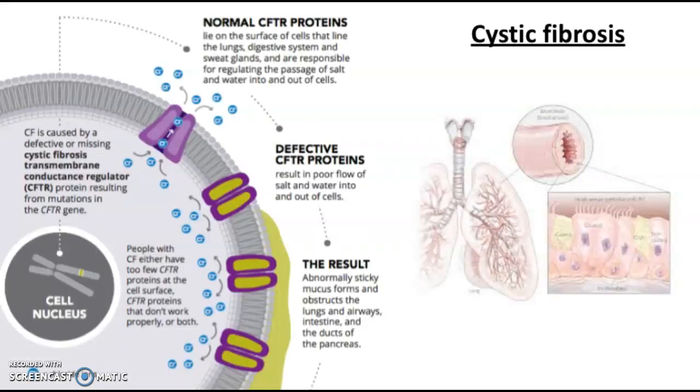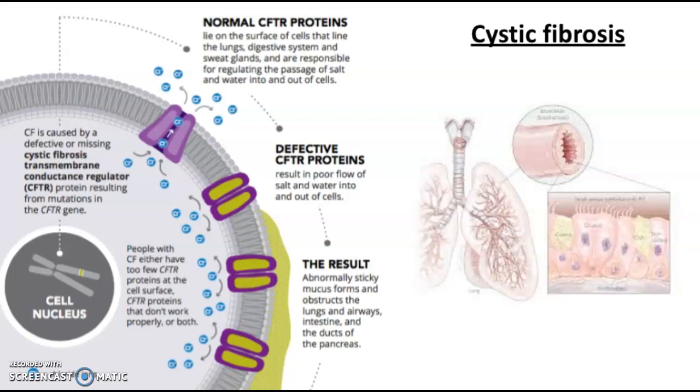So I have an example here for you. Obviously, you've figured out by now that the model we'll use in class is called lactose intolerance. But this is another model of a genetic disease. This is something a little bit different called cystic fibrosis.